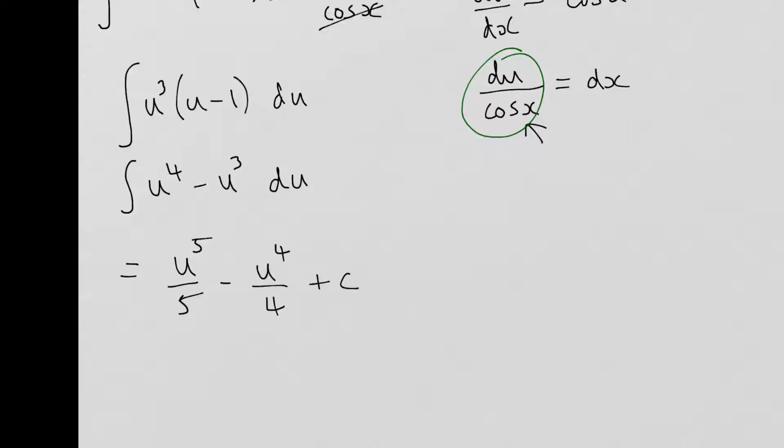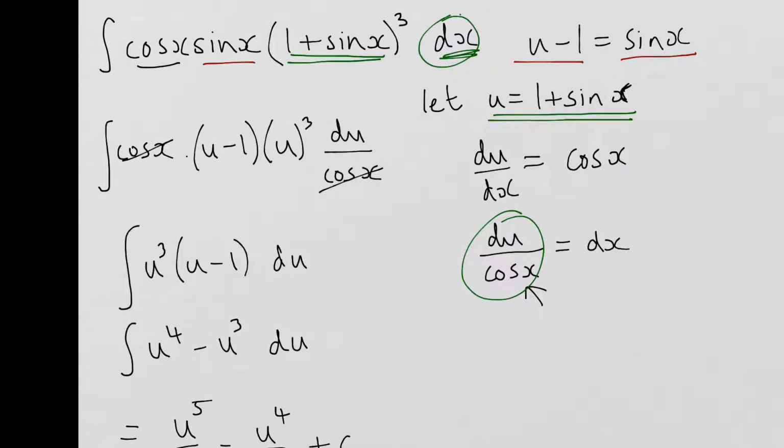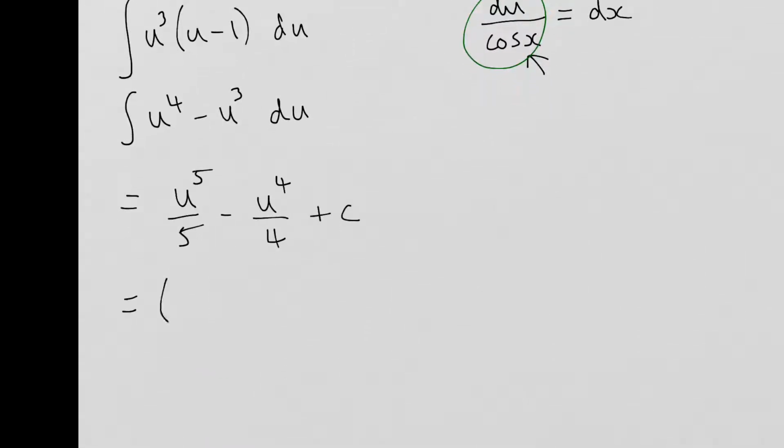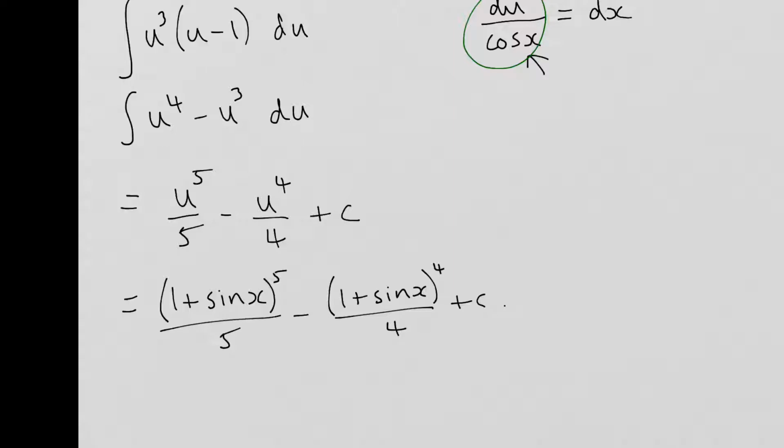And all I simply need to do now is substitute back in for u, so that the final answer is in x, the same way that the question was originally. So remembering that u is 1 plus sine of x there, I have 1 plus sine of x to the power of 5 over 5, take away 1 plus sine of x to the power of 4 over 4, plus c.